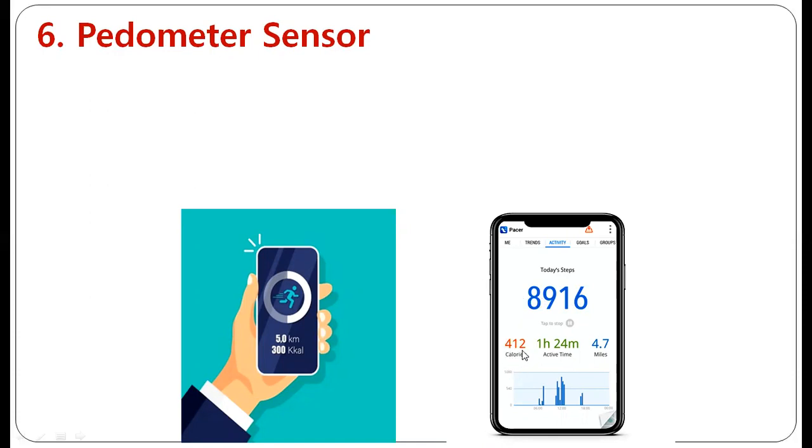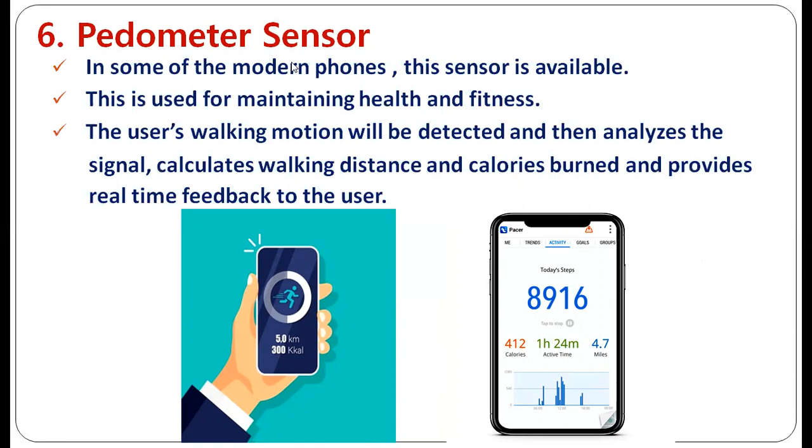Total number of calories burned, 412 kilocalories. The active time of walking is 1 hour, 24 minutes. Total distance traveled is 4.7 kilometers. So this information will be given with the help of the pedometer sensor. In some of the modern phones, this sensor is available. This is used for maintaining health and fitness. The user's walking motion will be detected, and then it analyzes the signal, calculates the walking distance and calories burned, and provides real-time feedback to the user.